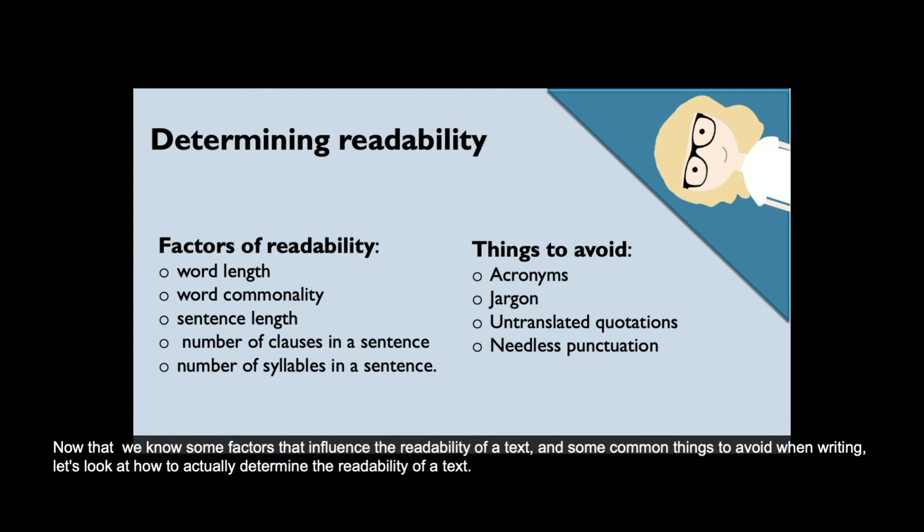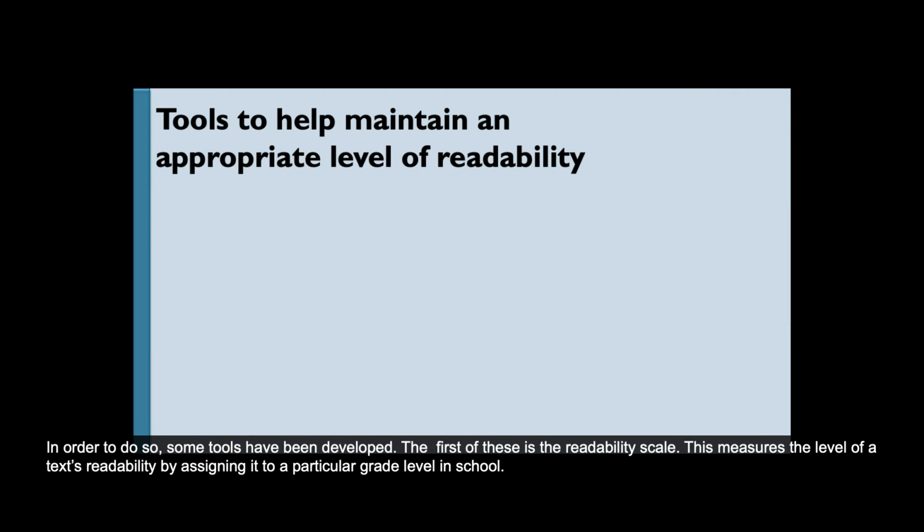Now that we know some factors that influence the readability of a text, and some common things to avoid when writing, let's look at how to actually determine the readability of a text. In order to do so, some tools have been developed. The first of these is the readability scale. This measures the level of a text's readability by assigning it to a particular grade level in school.